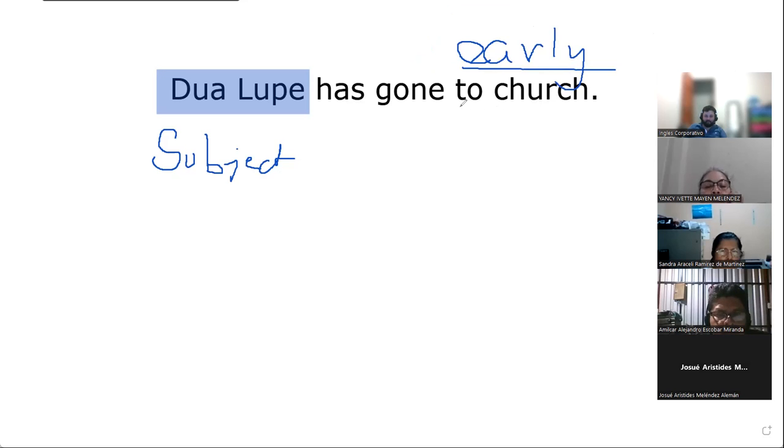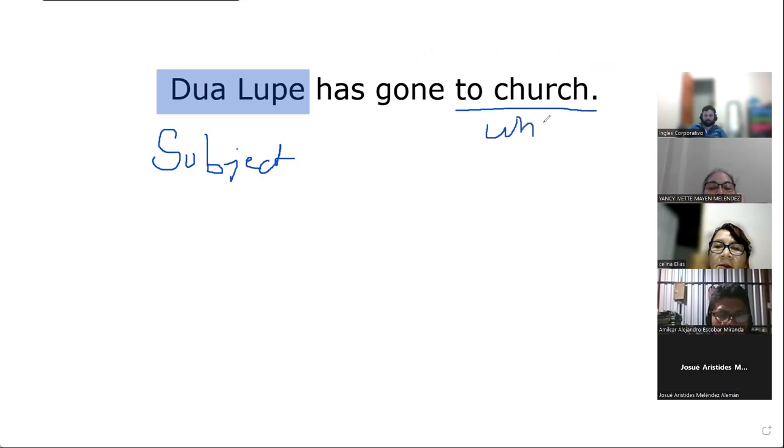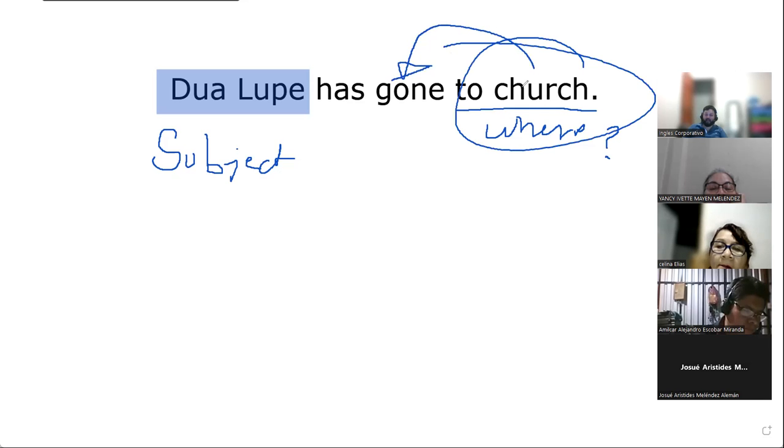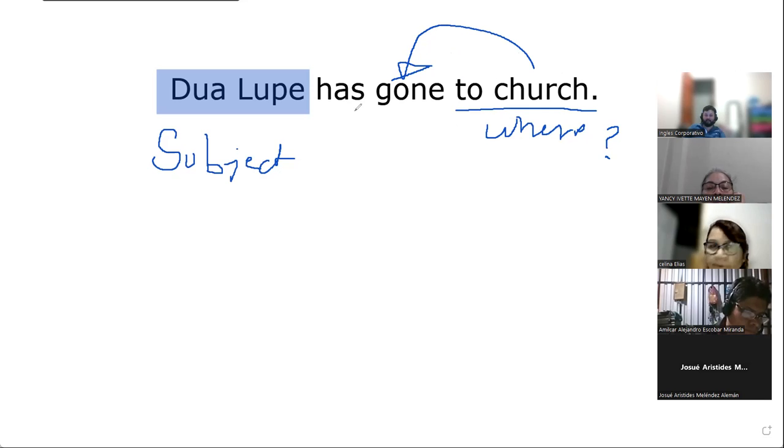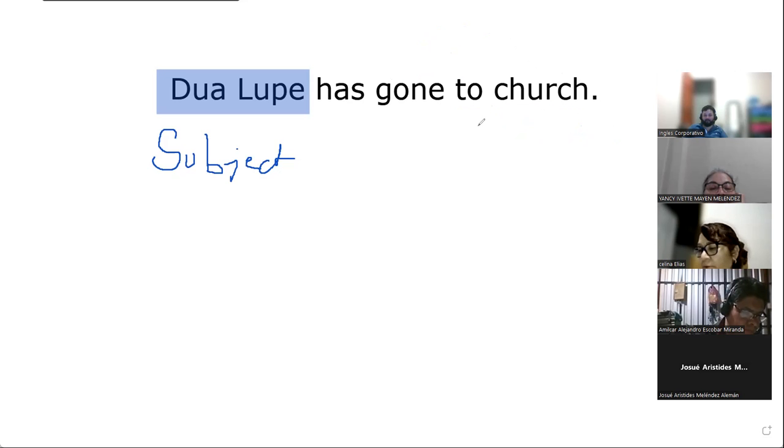This phrase, to church, is answering one question: where? To church is an adverb for gone. It's answering the question where. This is not an object. This is not working as a noun. An object can only be a noun or a pronoun, or a noun phrase. But in this case, to church is modifying gone. Therefore, this is an adverb of place, yes, exactly.